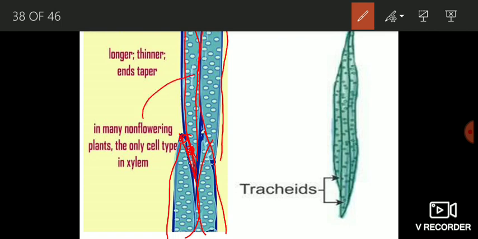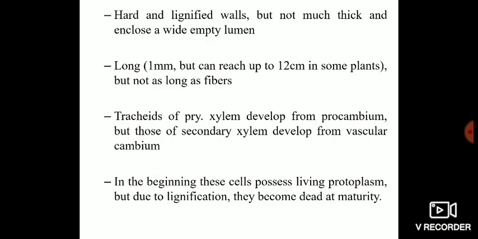These tracheids are long, they have tapering ends, and the ends of different tracheids are joined to each other with the help of bordered pits that we will discuss in the next slide. First of all, let's discuss some other characters of the tracheids. Their walls are hard and lignified, but much of their inner space is not lignified, and because of this they possess a wide empty lumen.